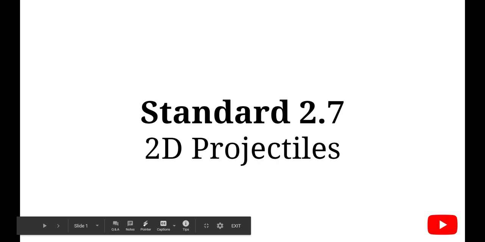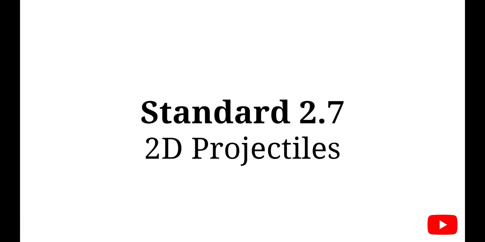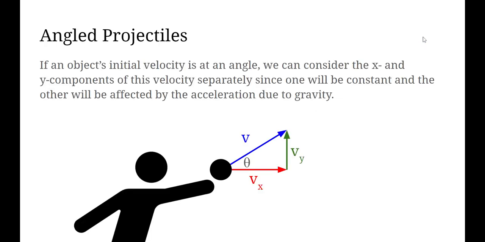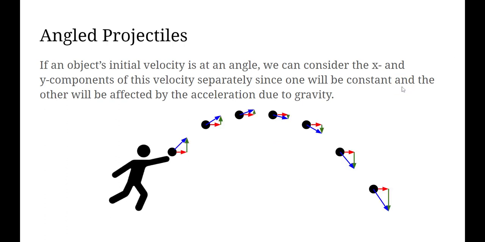These are the notes for standard 2.7, which are two-dimensional projectiles or projectiles that are thrown at an angle. So in this standard, we will be considering the components of an object's velocity separately as an x component and a y component, but specifically the initial velocities of objects in these problems will be at an angle, and so what we'll have to do is decompose them into their horizontal and vertical components using some trigonometric ratios.